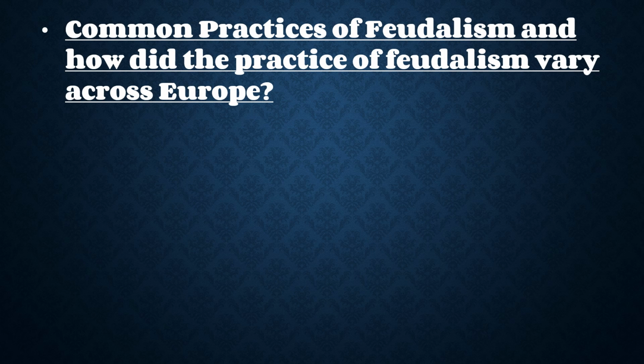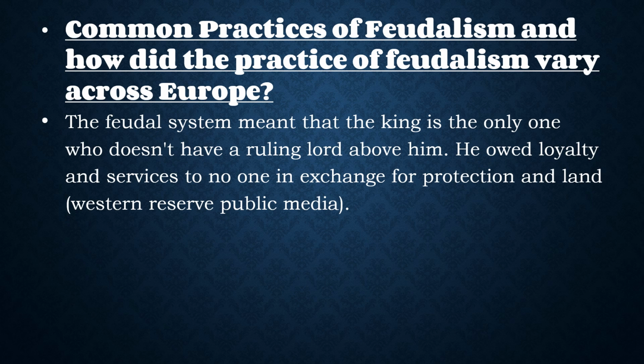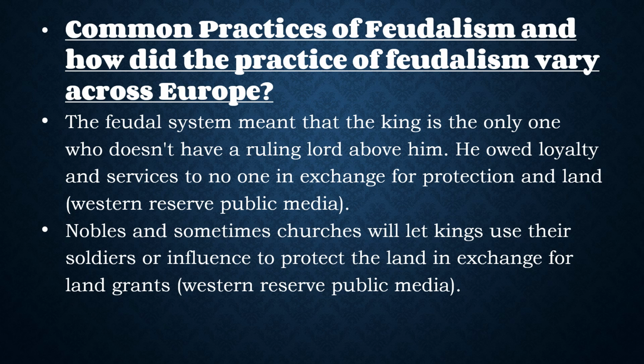Let's look at common practices of feudalism and how the practice of feudalism varied across Europe. The feudal system meant that the king is the only one who doesn't have a ruling lord above him. He owed loyalty and services to no one in exchange for protection and land. Nobles and sometimes churches would let kings use their soldiers or influence to protect the land in exchange for land grants.